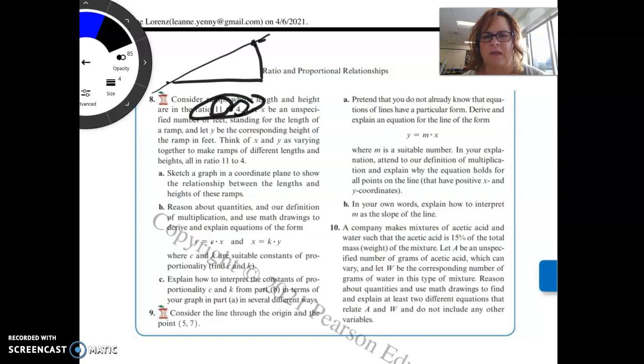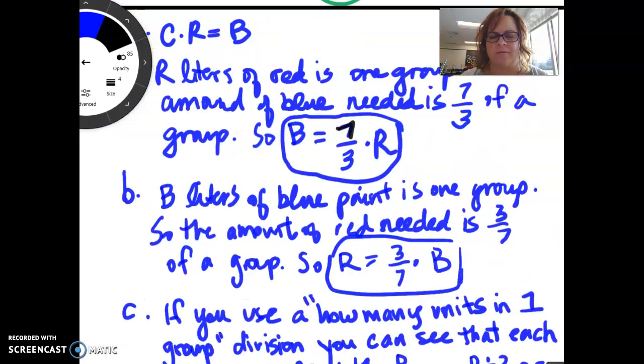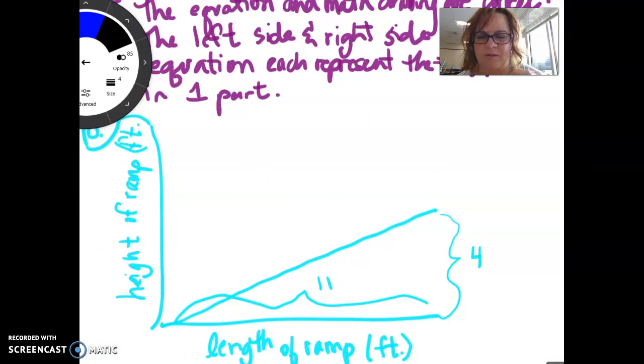So we're going to think, first of all, we're going to sketch a graph, and then we're going to reason about the quantities in our math drawing and write some equations where C and K are constants of proportionality, or in other words, our slope. So those are synonymous: constant of proportionality, slope, same thing. You can also think of it as the constant rate of increase. So explain how to interpret the constants of proportionality in your graph. So let's take a look at that lovely graph. It said just to sketch one, so that's literally what I did.